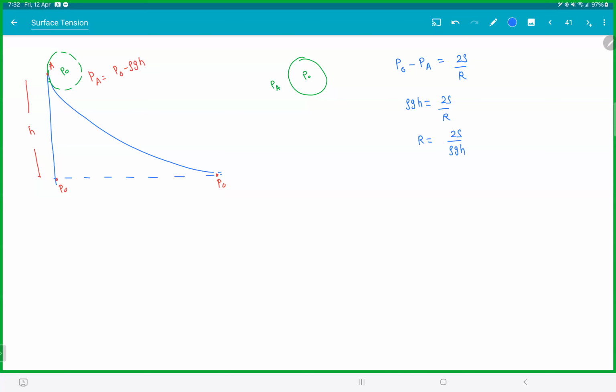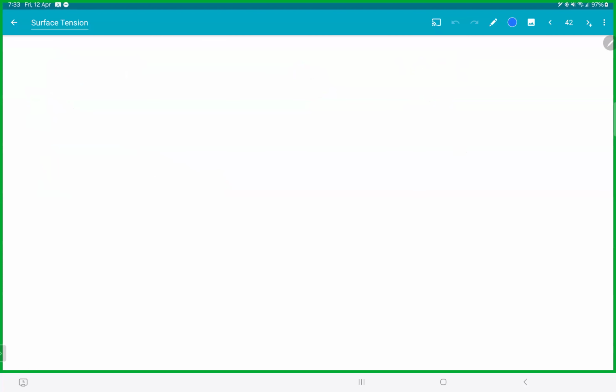Now, how to find the height actually? You have to find the h value. Root T R rho g h. Okay, let's see. See. Draw the FBD of the liquid.